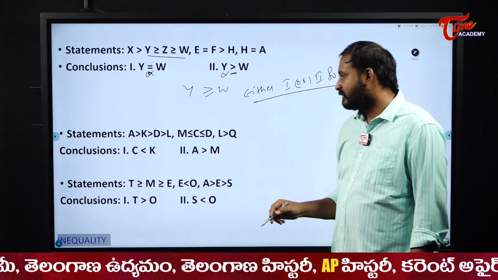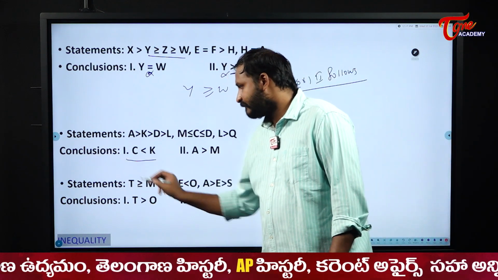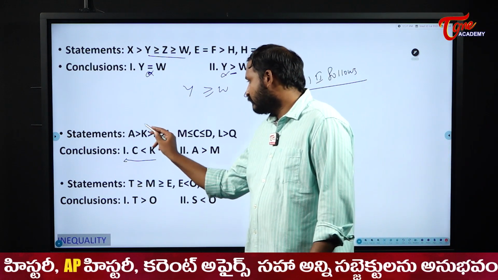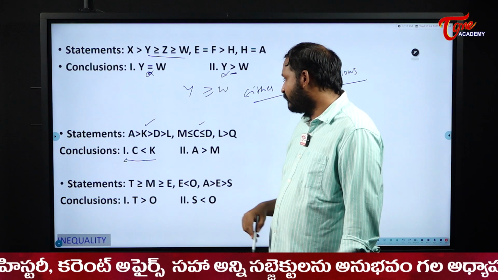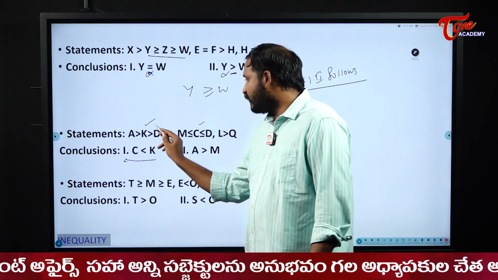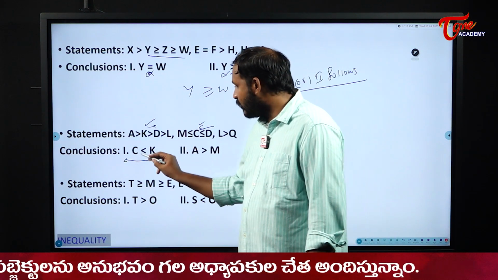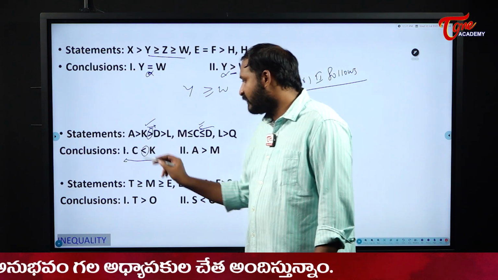Next, see the next one. From K to C I should travel. Where do I have K? Here. C here. What is the linking element between these two? D. K to D I can travel. Yes. D to C I can travel. Yes. Throughout my journey do I have one perfect one? Yes. So that one is correct.